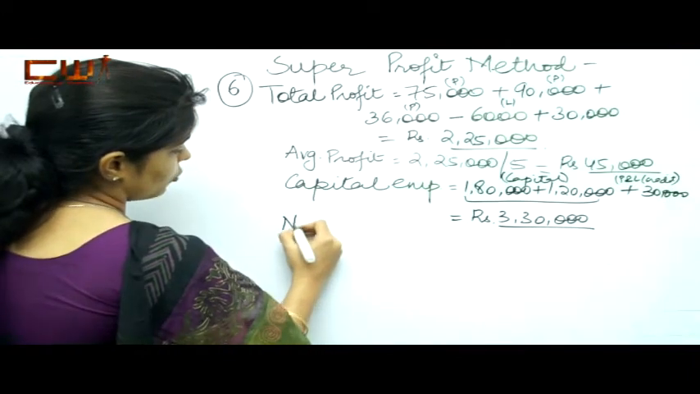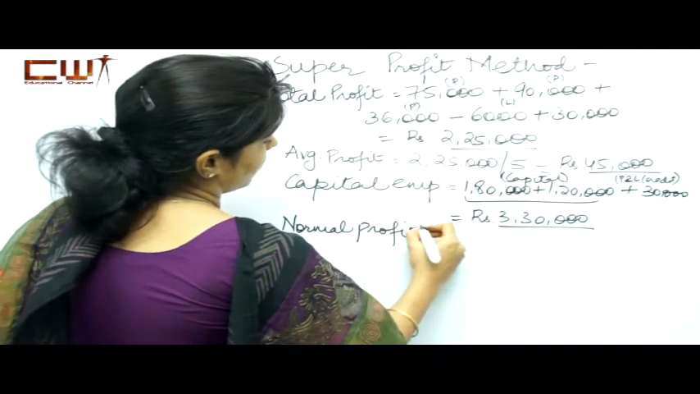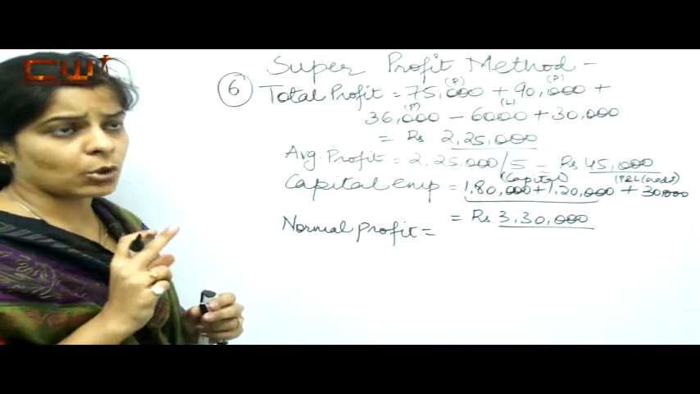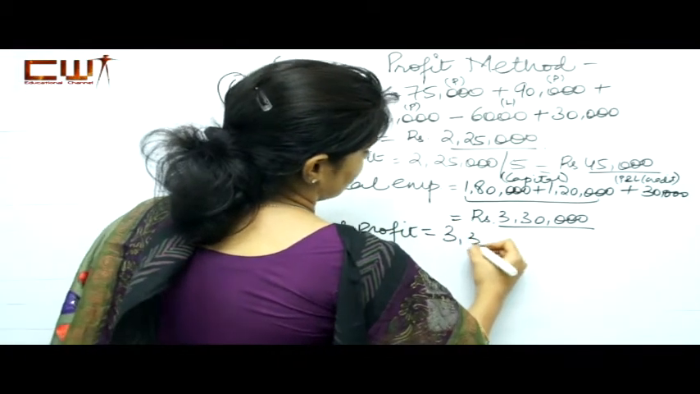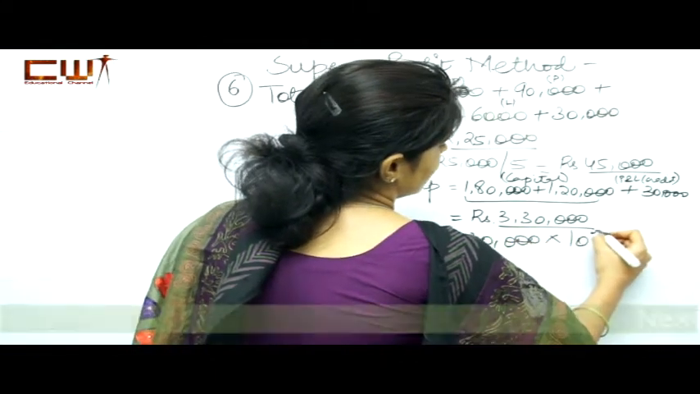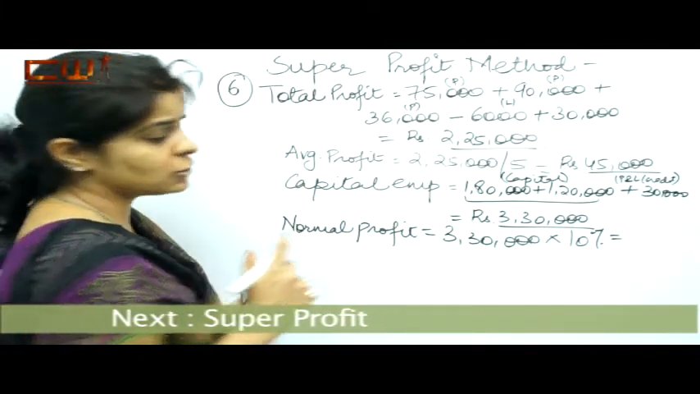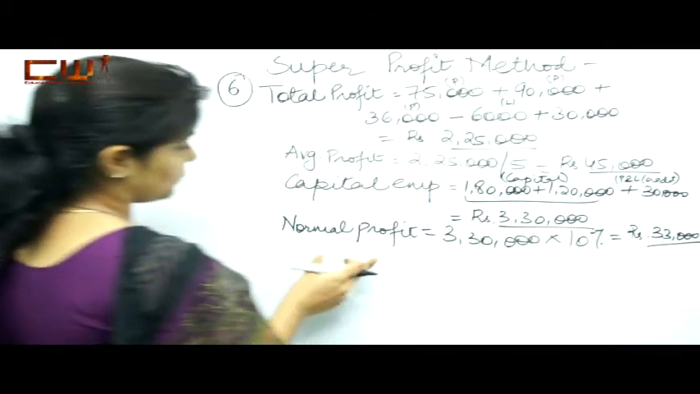Next step will be what? You are finding out the normal profit. How do you find out the normal profit? Capital employed into the rate, that is the percentage given to you, that is the normal rate of return. In this question, what is the capital employed? 3,30,000 that you have just calculated, and they have already given 10% as the normal rate of return. 3,30,000 into 10% will give you how much? 33,000, right? 33,000 is the normal profit.